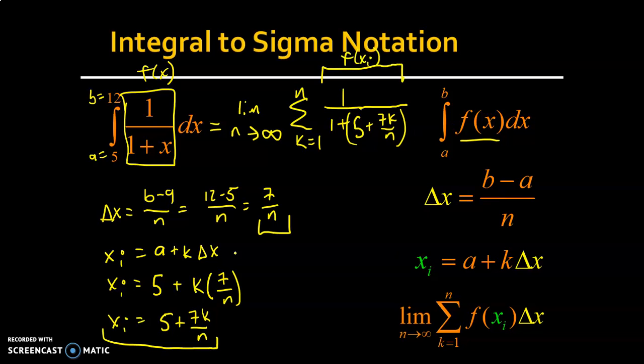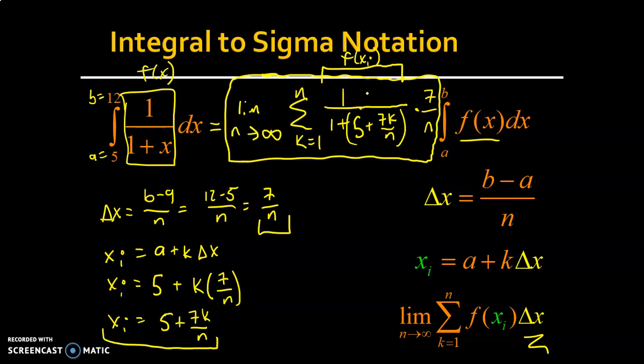And then I just need my delta x here at the end. So my delta x value was times 7 over n. Now sometimes on a multiple choice exam you might need to simplify it, but this is our answer. So it's the limit as n approaches infinity from k equals 1 to n of our function with x sub i plugged in, which I got from my formula, times delta x, which was 7 divided by n.